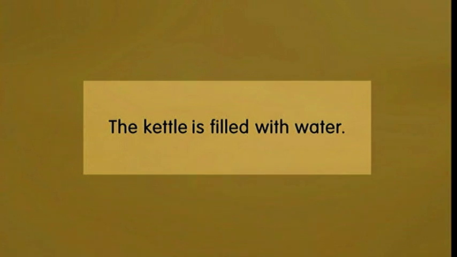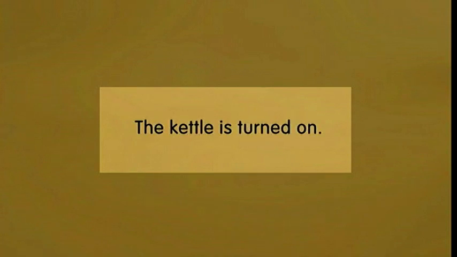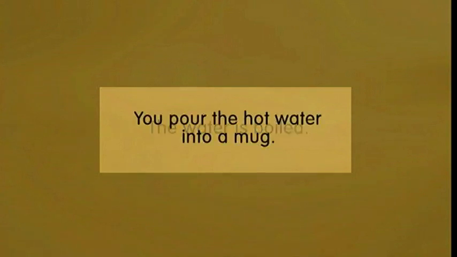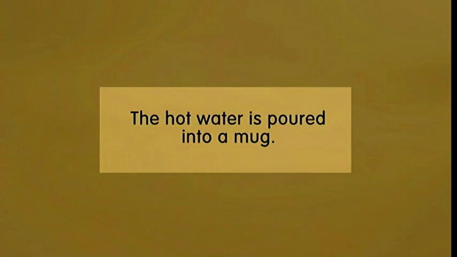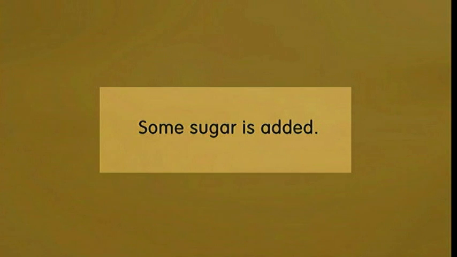See if you can do the next one. You turn on the kettle. The verb is turn on. The subject is you. The object is the kettle. The kettle is turned on. You boil the water. The water is boiled. You pour the hot water into a mug. The hot water is poured into a mug. You add some sugar. Some sugar is added.